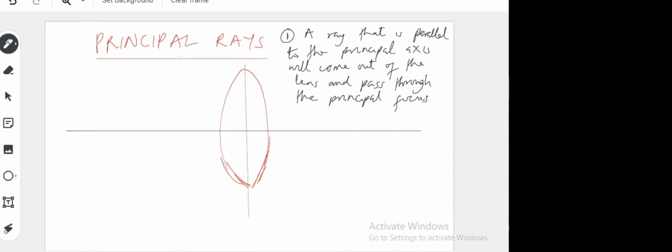Did you get that? Sorry. Let me read it out again. It's very important. The ray that is parallel to the principal axis will come out of the lens and pass through the principal focus. Good. If a ray is parallel to the principal axis, it will come out of the lens and pass through the principal focus. Remember, this is the principal axis, PA. PA is the principal axis.